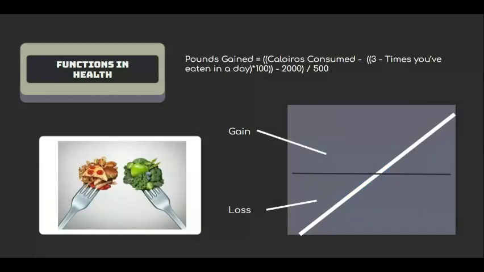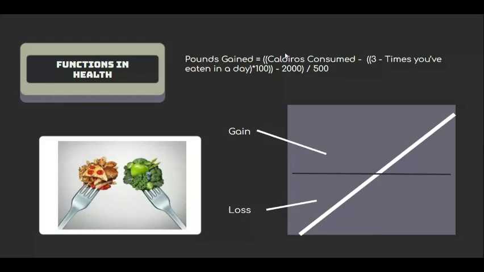Another example is health, pounds gained. For health specifically, there's no right or wrong way to do it. If you're underweight you would want to gain weight, and if you're overweight you want to lose weight. So how pounds works is you take the calories you consume minus 3 times the times you've eaten today. If you've eaten 2 times today, that would be 1, so 1 times 100 equals 100.